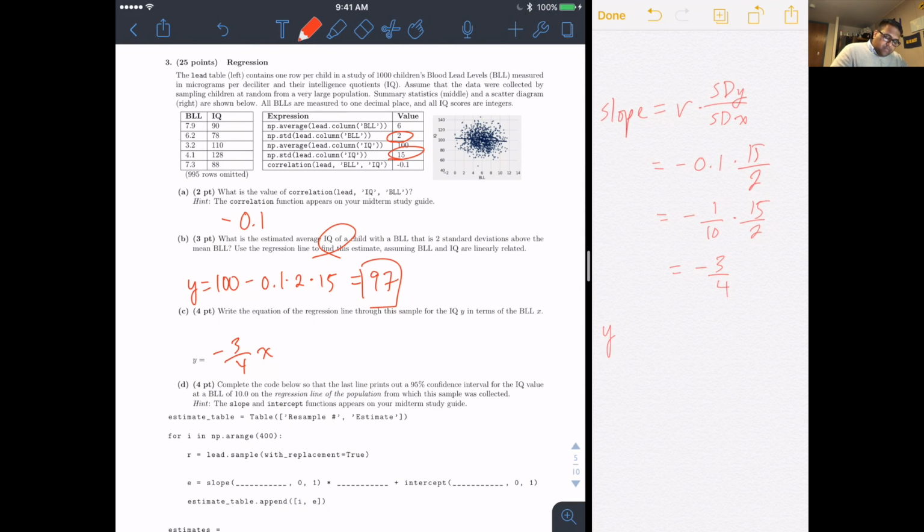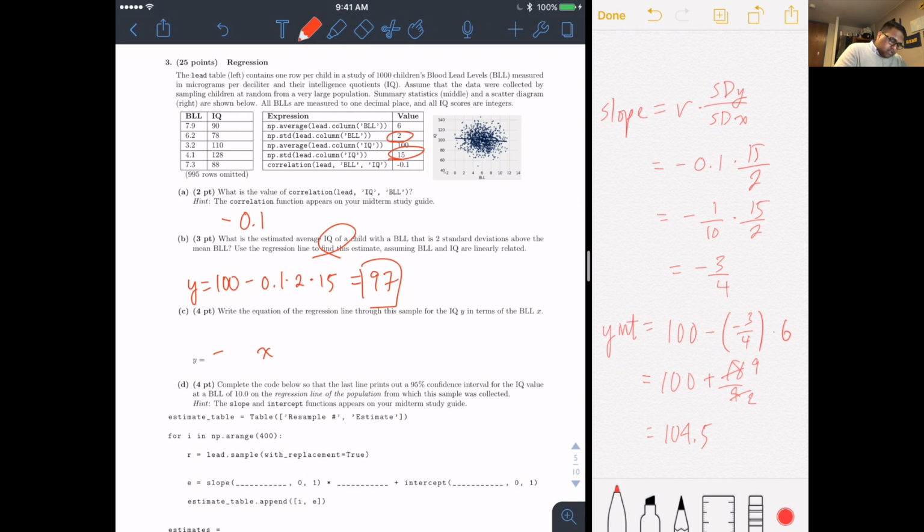Now our Y-intercept is equal to the average of Y, which again was 100, minus the slope, which is negative 3 over 4, times the average of the blood lead levels, which was 6. So this ends up being 100 plus 18 over 4. This is 9 over 2, which is 4.5, which is 104.5. So we can rewrite this as negative 0.75x plus 104.5. And that would be our equation of the regression line.